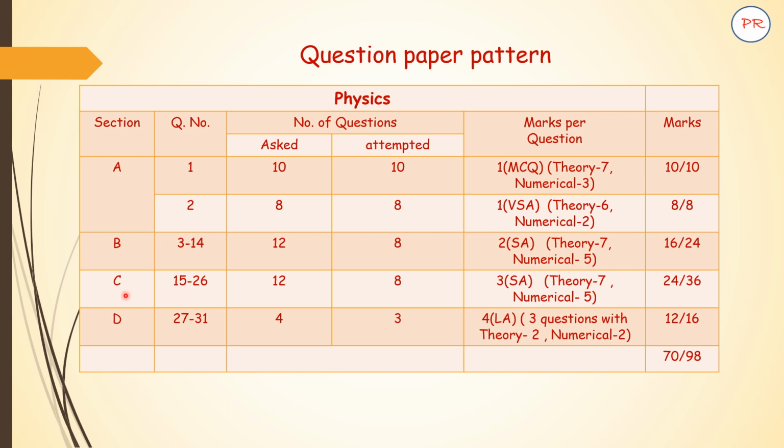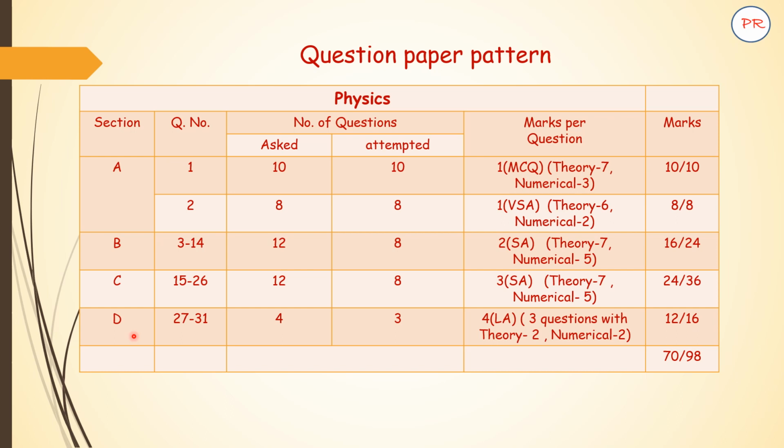Section C is question number 15 to 26. Again, there are 12 questions, out of which you have to attempt 8 questions. Each question will be for 3 marks. It consists of 7 theory questions and 5 numericals.